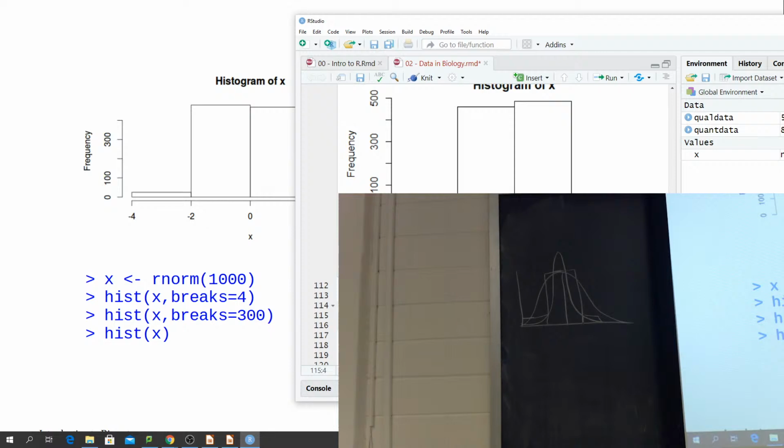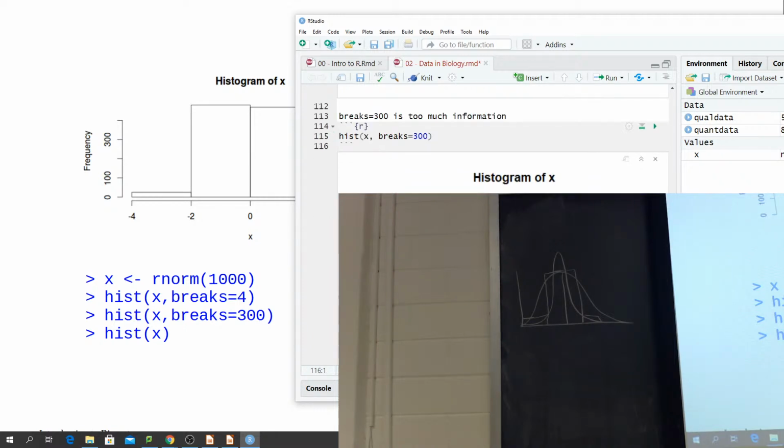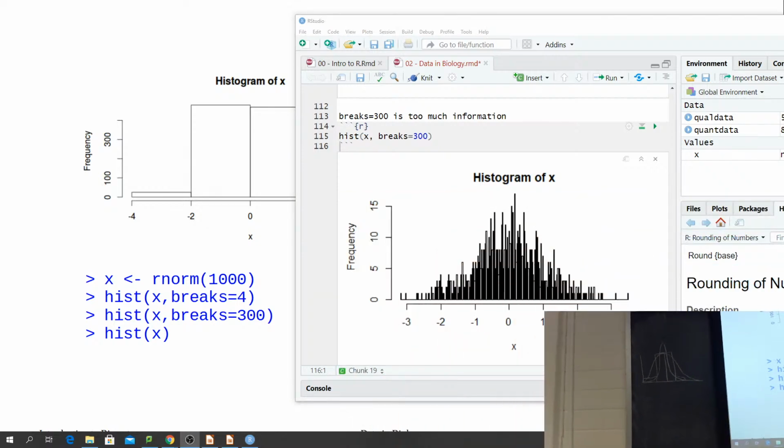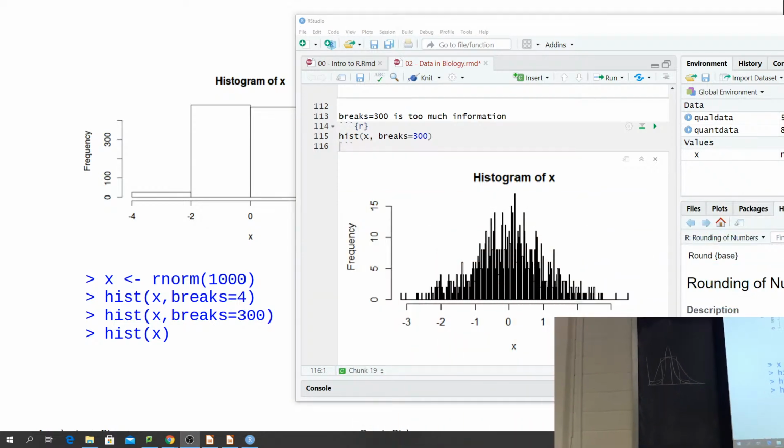And that's pretty easy to demonstrate. Just do hist of x and then breaks equals 300. And again, with all of these breaks, could we fit a normal curve on there? Yeah, we probably could. Sorry, those of you watching, I'm finding my cursor. There, breaks equals 300 is too much information. Here's our graph. You can see we've got a bunch of bars up there.